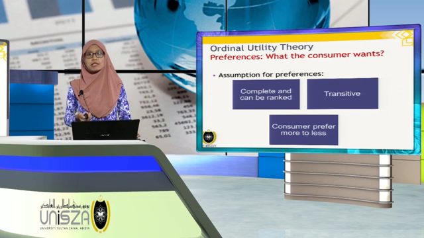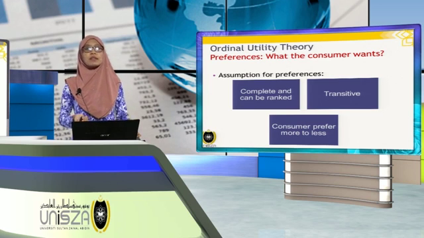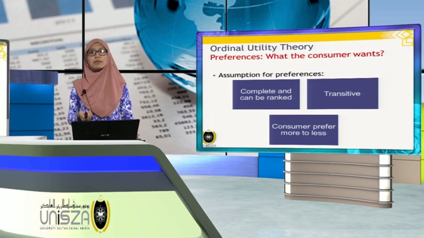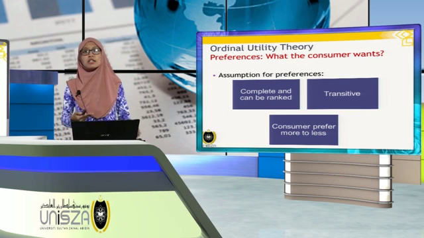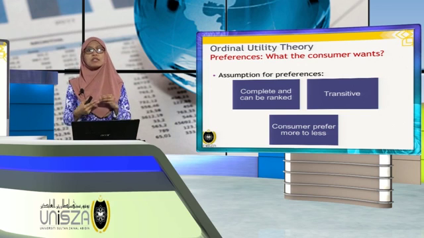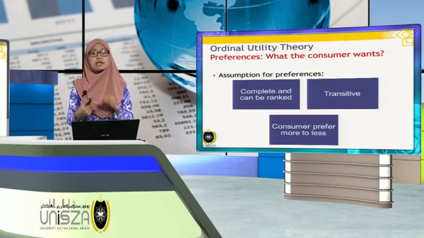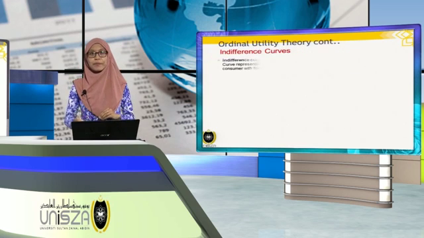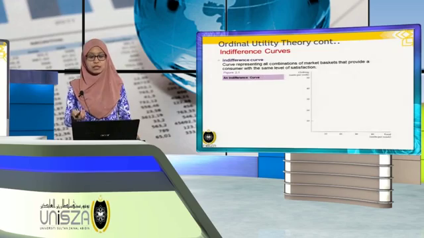For example, given a choice between one vacation in Phuket and 2 vacations in Phuket, a consumer will prefer the latter, as the choices are otherwise identical. It is usually expressed as more is preferred to less. Okay, let's take a look at this figure.